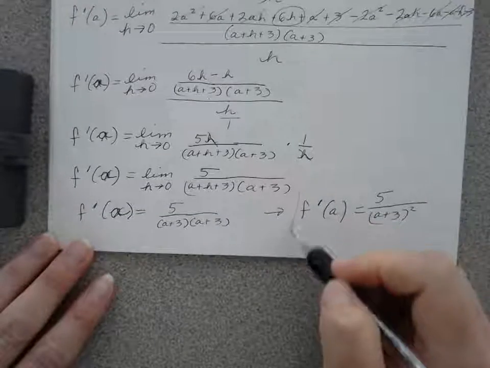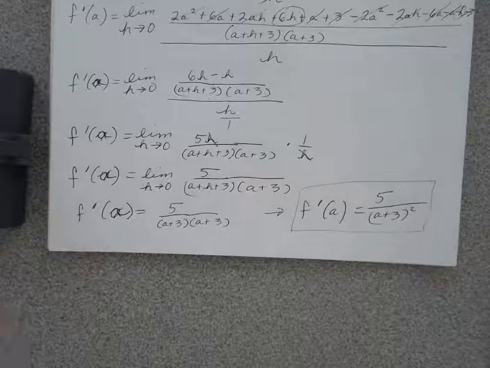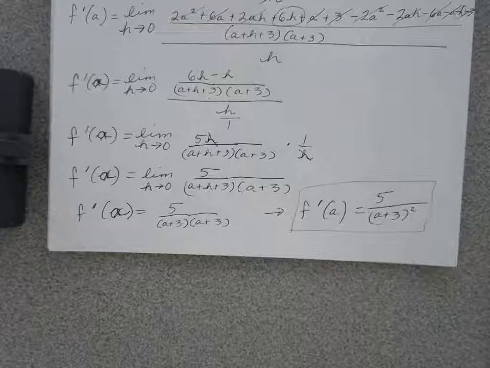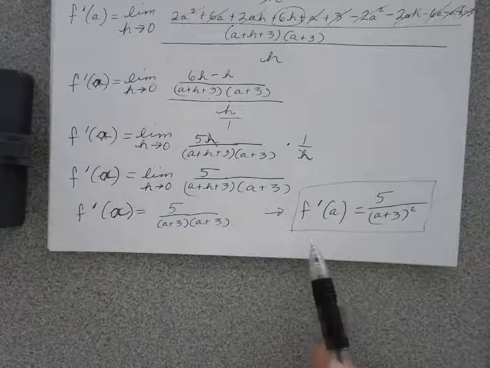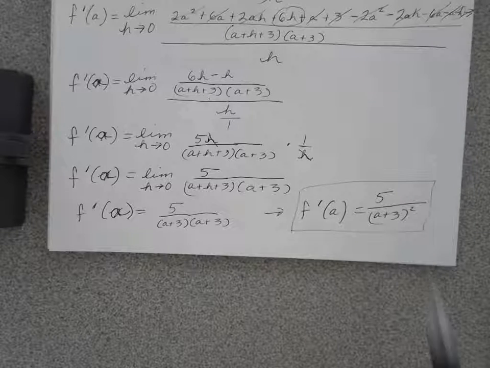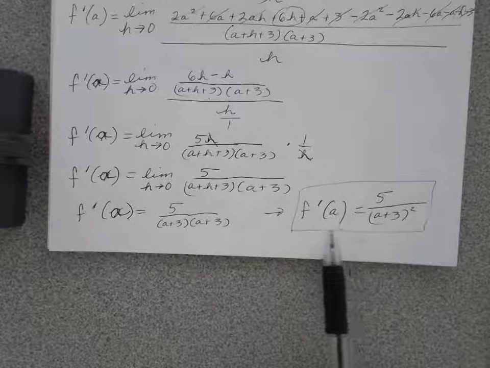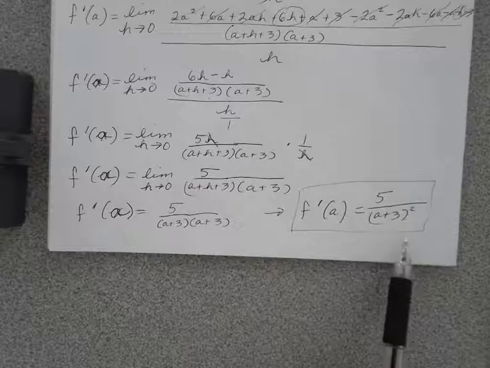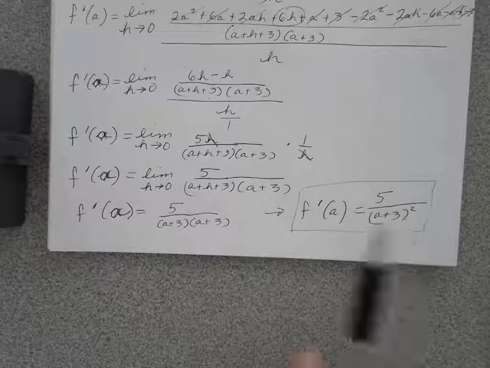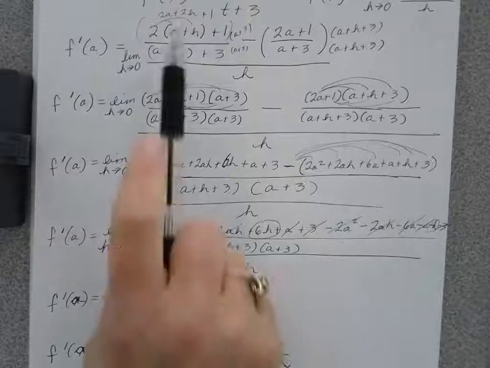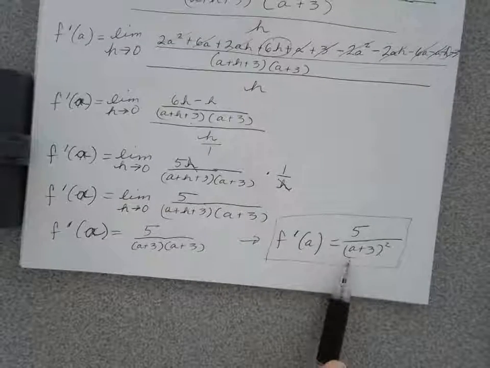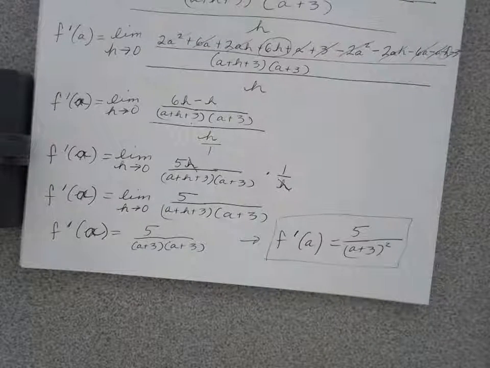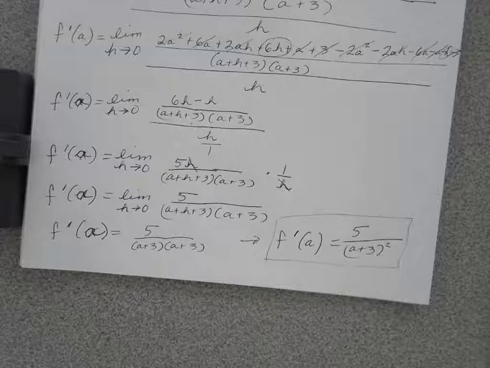Okay? And since we don't know what a is, we don't know what point we're finding the slope of the tangent line for, we just leave it like that. So what this does is it gives me a formula so that if I want to find the slope of a tangent line anywhere along this function, I can just plug in the x value now, and it'll give me the slope of the line at that function.